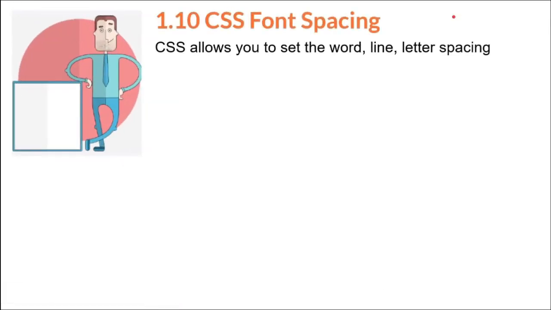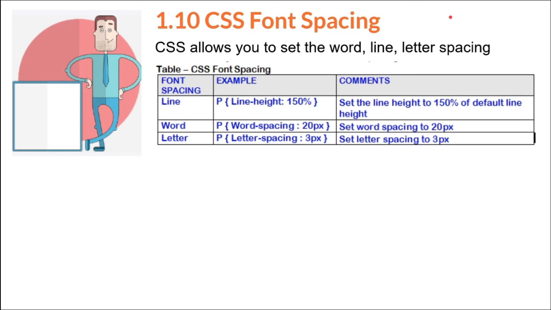Okay, CSS font spacing allows you to set the word, line, and letter spacing of text being displayed. For example, we can say paragraph line-height: 150%. This will set the height of your text to be 150% of the default.